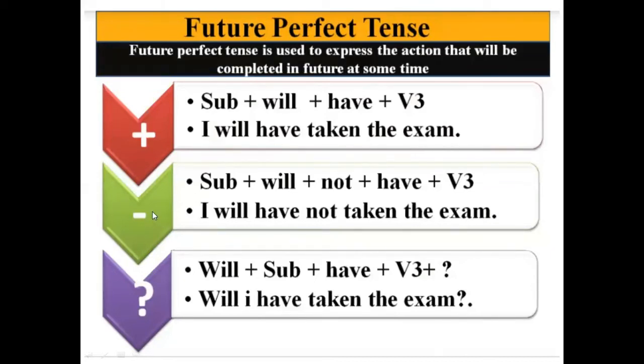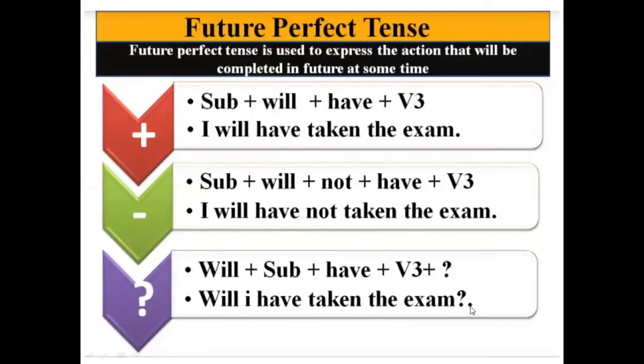Okay, now the negative sentence, we use subject plus will not, then have plus the third form of the verb, then object. Let's see the example. I will not have taken the exam. Now, the interrogative sentence: will plus subject plus have plus the third form of the verb, then object, and at the end of a sentence we use the sign of interrogation. For example, will I have taken the exam?